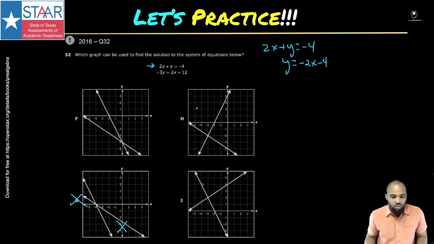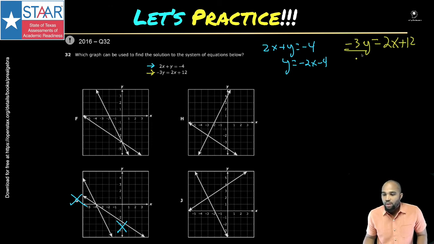Actually, I don't want to do all that work finding all three. So let me go ahead and do the next equation to find out for sure what it is. So I'm going to change colors on this one. I'm going to use yellow. -3y equals 2x plus 12. And I'm going to divide by -3.